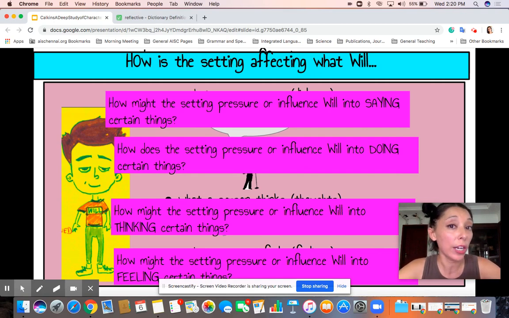These are the same questions that you should ask yourself as you read your novel and think about how the setting in the novels that you are reading is having an influence or affecting the characters in these novels.